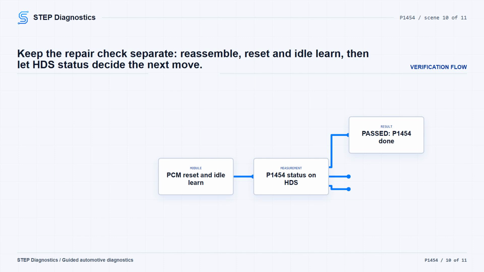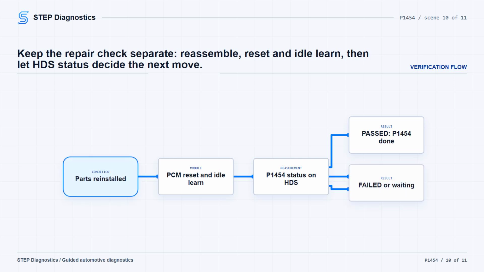Turn the ignition off, reinstall the parts in reverse order, key on, reset the PCM with the HDS, and complete the PCM idle learn procedure. Then monitor OBD status for P1454. If the HDS says passed, the P1454 troubleshooting is complete. If any other pending or confirmed codes remain, handle those separately. If it says failed, go back to the first FTP sensor check and recheck the path.